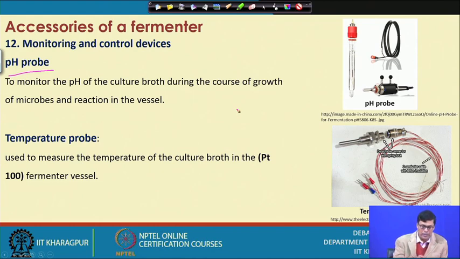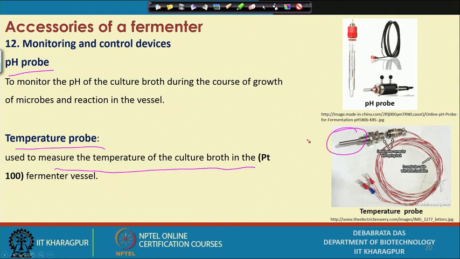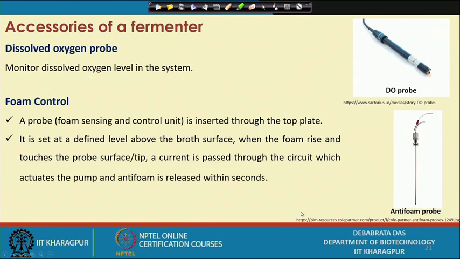And the temperature probe also, that is, the culture temperature is measured, and this is made of bimetallic. We know that a bimetal is not like a mercury thermometer. Through the difference in the resistance, we measure the temperature. Now, the dissolved oxygen probe is also used for measuring the dissolved oxygen.